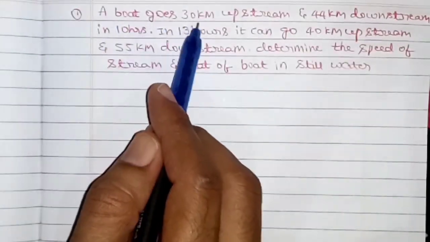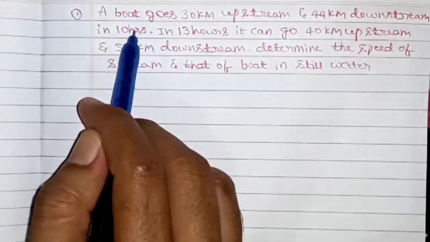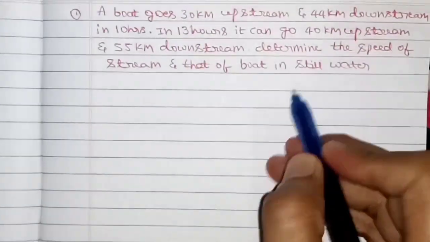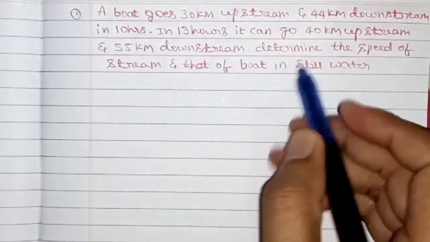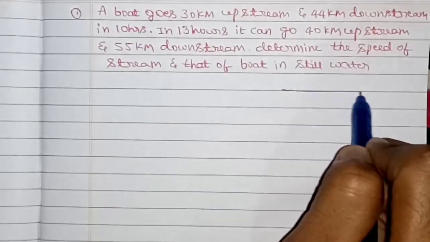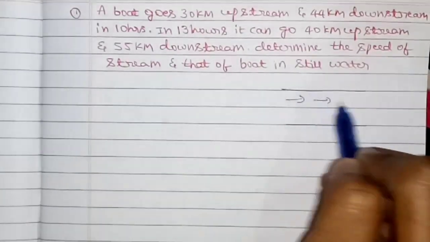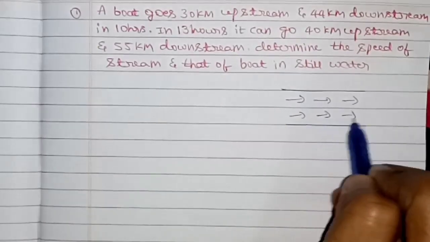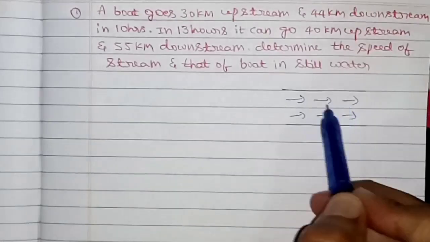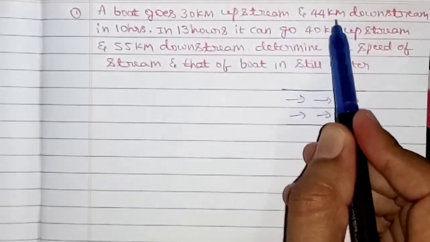A boat goes 30 km upstream and 44 km downstream. A boat is moving in a river, right? Let me explain this by drawing a figure. Consider this as a river, which is flowing in this direction. The water is flowing in this direction. Now the boat is moving in this river, right?